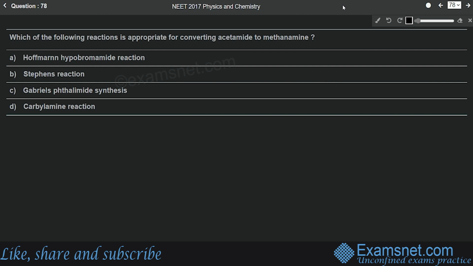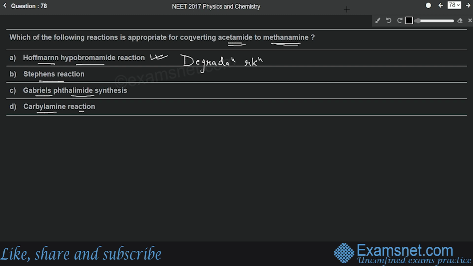Now question number 78 is from the chapter amines, and the question is which of the following reactions is appropriate for converting acetamide to methanamine? Options are Hofmann hypobromamide reaction, then Stephens reaction, then Gabriel phthalimide synthesis, and the last one is carbylamine reaction. So the correct option is option A, that is Hofmann hypobromamide reaction. And this is an example of degradation reaction.